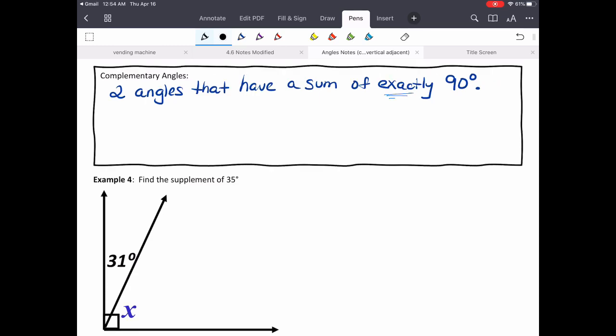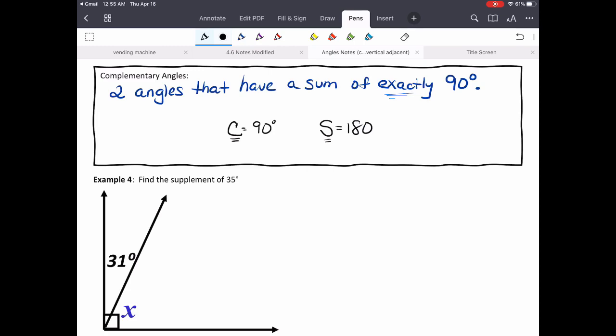I've had some students tell me, well, complementary begins with a C and supplementary begins with an S. So one way to think of that is, well, C comes before S in the alphabet, so that's a lower value. So complementary is 90 degrees and supplementary is 180.